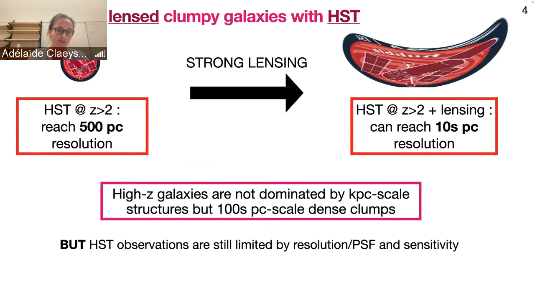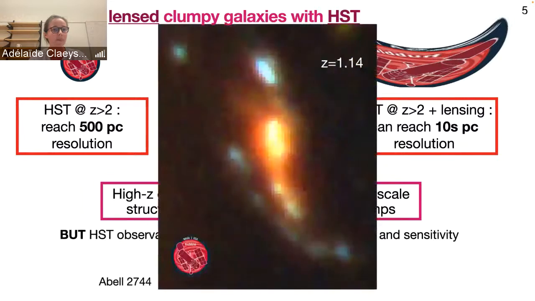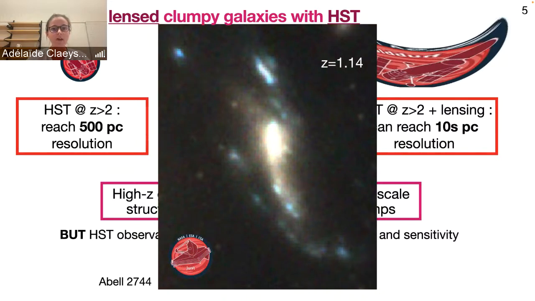However, HST observations are still limited by resolution and sensitivity, and it's really difficult to build a statistical sample. So if we move to JWST observations for this science case, we can now detect more galaxies, but also improve the clump detection on already known targets. I show here one galaxy at redshift 1.14 detected in the HST data of the cluster Abell 2744. If you look at one of the blue clumps and we move to the JWST NIRCam data of the same galaxy, you can see the big improvement of NIRCam in detecting fainter and more compact clumps.